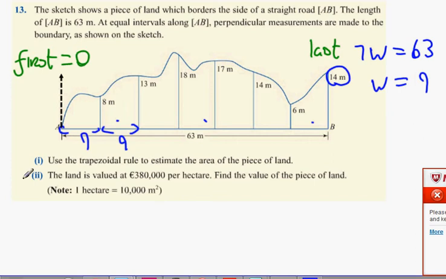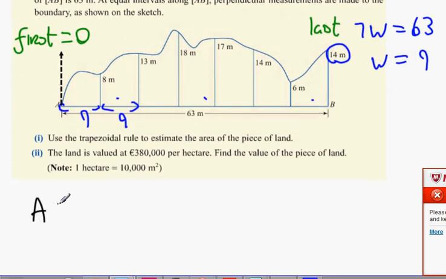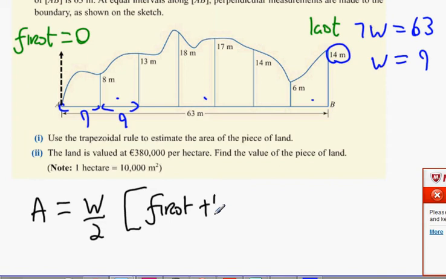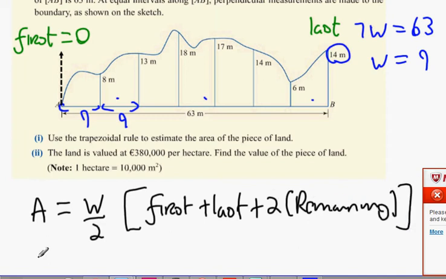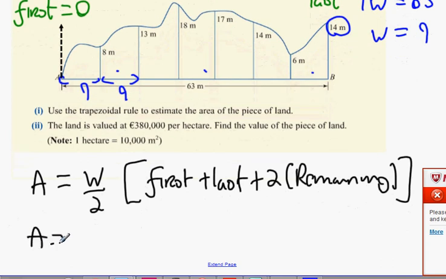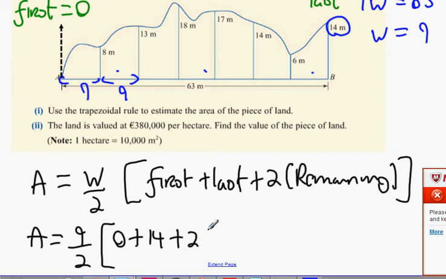Next we use the trapezoidal rule. Area equals W over 2, first plus last plus 2 times remaining. So it's just a matter of getting this done now. A equals 9 over 2, open bracket, 0 plus 14, plus 2 times the remaining: 8 plus 13 plus 18 plus 17 plus 14 plus 6.